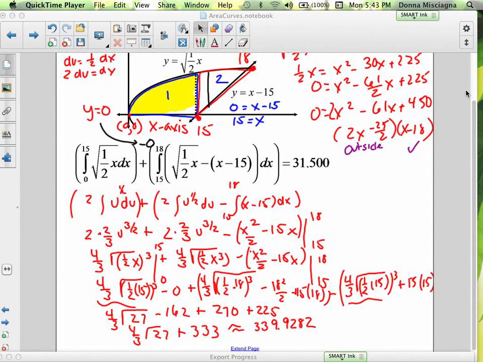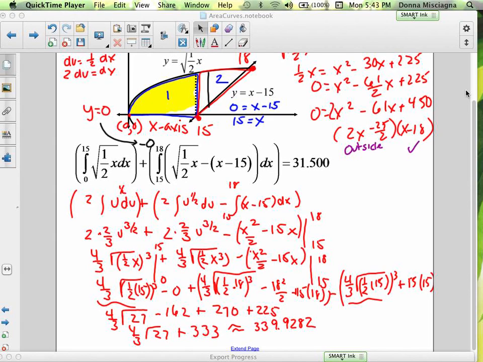I'll come back to the area under the curve, area between curves, I should say, area between curves, podcast 2. And so I just finished simplifying this here. So kind of to show you what I did.